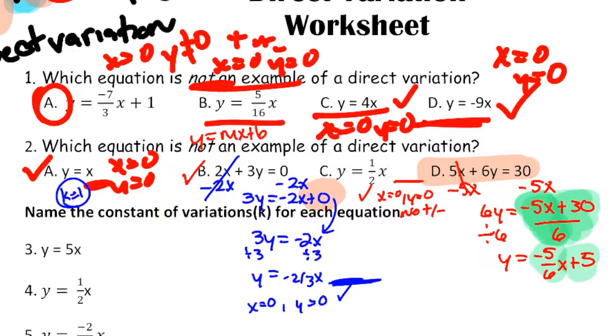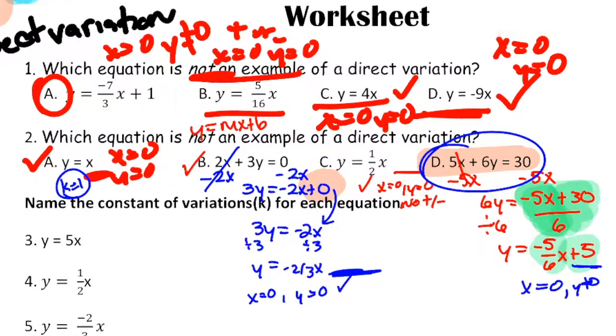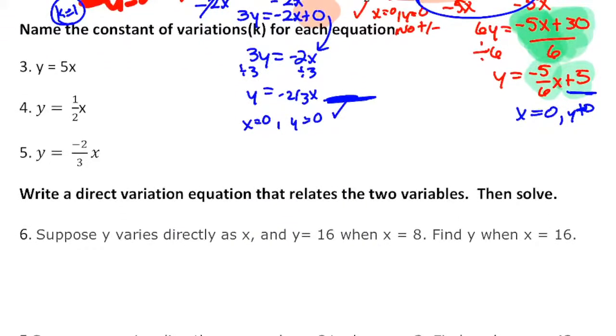Now let's have a look at it to see if it's direct. There's a plus 5 out there. That's going to be a no, because when x is 0, y is not 0. So this is not the direct one, therefore it's our answer. Okay? Hopefully that all makes sense. If not, go back to the first video to make more sense.